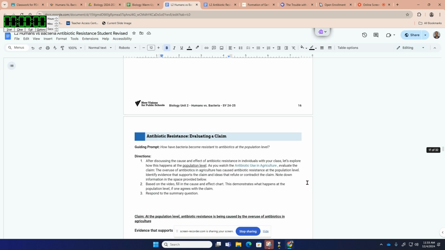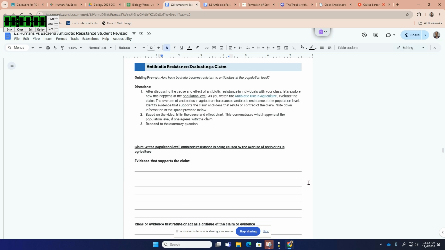For this activity, the end result is going to be a paragraph where you basically support this claim. How have bacteria, question rather, with a claim. How have bacteria become resistant to antibiotics at the population level?